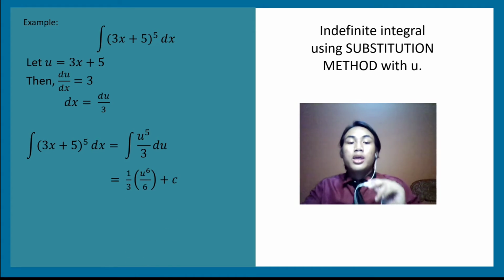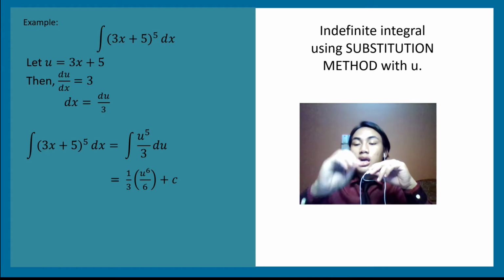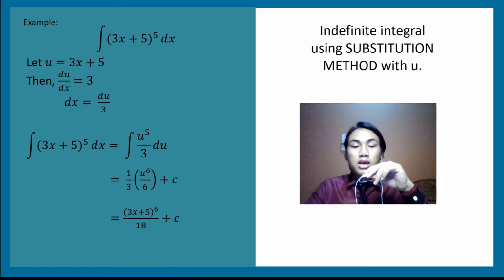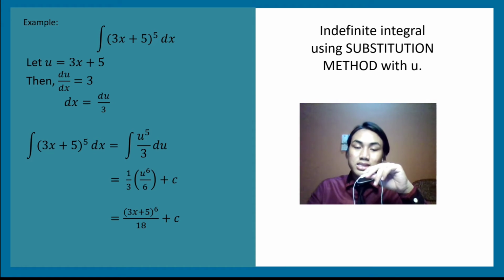Alright, so if we integrate the u, we will get 1 over 3 u to the power of 6 over 6 plus c. And then we substitute back the value of u in the final answer. Okay, so we will get 3x plus 5 to the power of 6, over 3 times 6 is equal to 18, plus c. Don't forget the c.